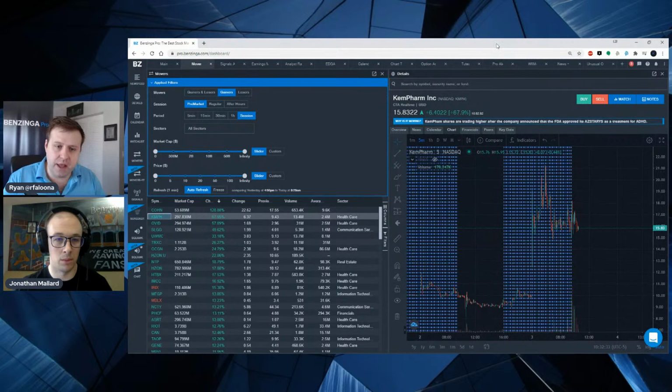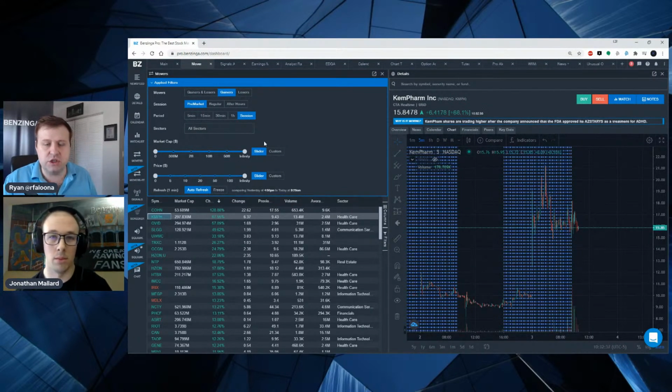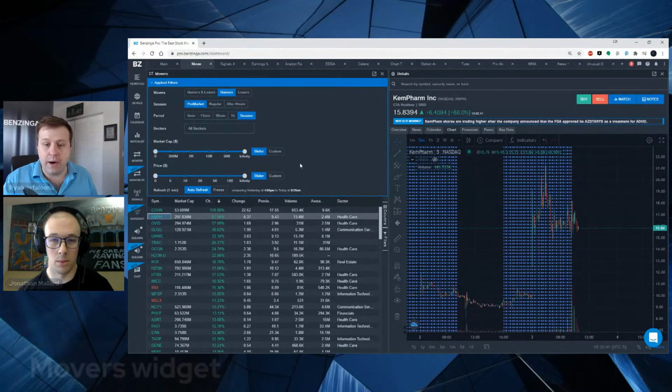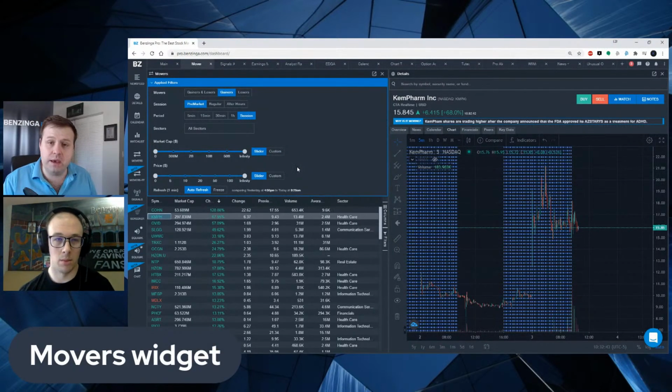So on the left-hand side here, we've got the movers. I've got gainers, pre-market, and session selected. This is going to show me all of the stocks that are up across the pre-market. Now, obviously, at the time of this filming, we're in the regular market, so it's showing us the completed pre-market. But if you have this session selected and the pre-market is not yet done, it's going to show you all of the data up until that point. So keep that in mind.